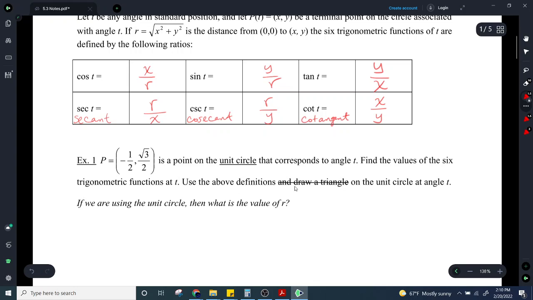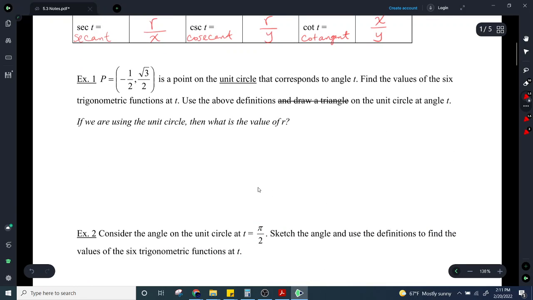Use the definitions above. It says draw a triangle here. I took this out because we haven't really got into how this relates to a triangle yet. We'll get into that later, so I'm not going to worry about the triangles right now. Let's just use the definitions on the unit circle at angle t.